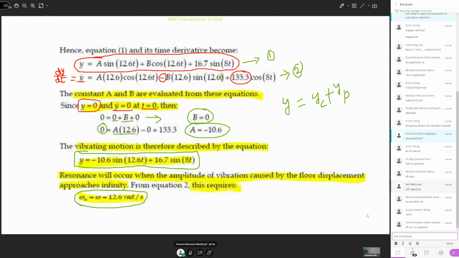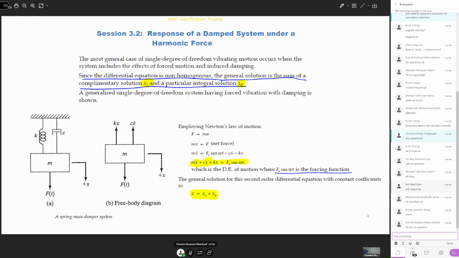YC we have already done for damped free vibrations. YP is an additional component for the forced vibration. All right, so I clear this, then we move on to the next category. So the next category means now we include the damper also.